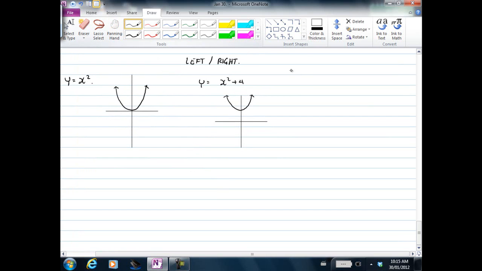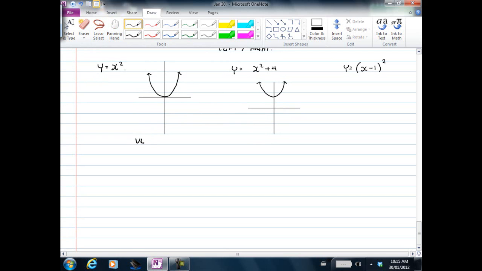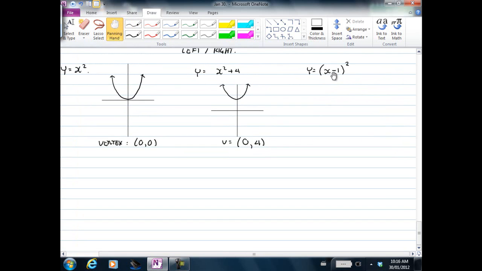But now, watch what I'm going to do. Y equals, open bracket, x minus 1, end bracket squared. Okay. Let's do the vertex for now. My vertex here is 0, 0. My vertex here, Sammy, what's the vertex for the second one? 0, 4, correct. Okay. See, this was that up and down, but now look at this minus 1.